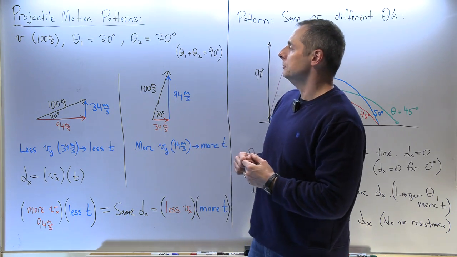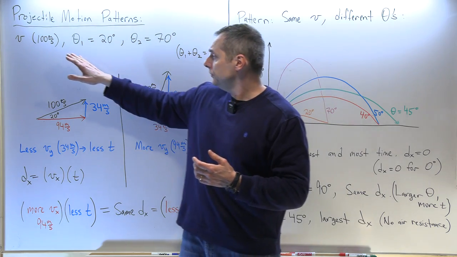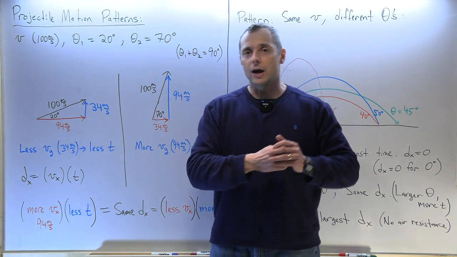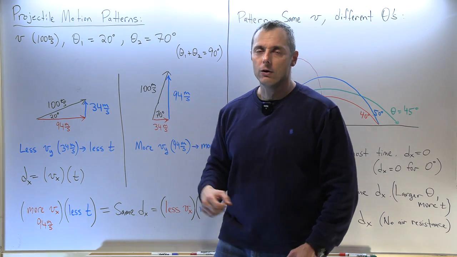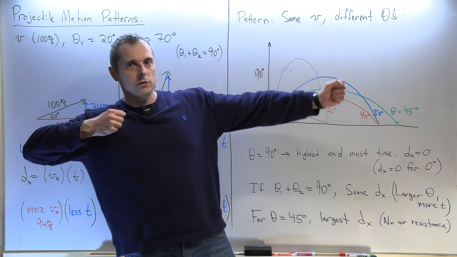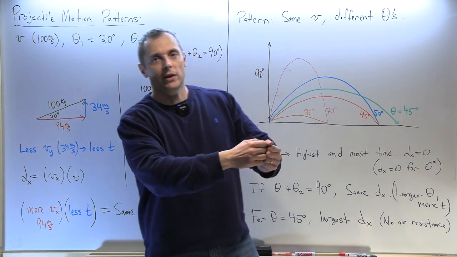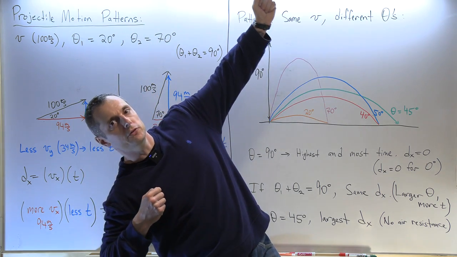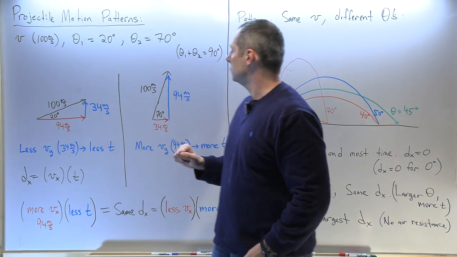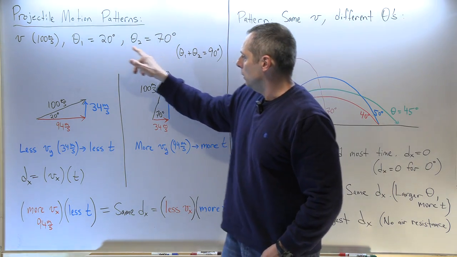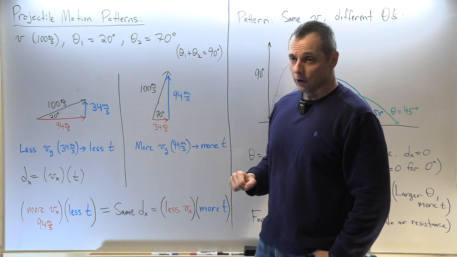So, projectile motion patterns. Suppose I've got a bow and arrow that launches the arrow at 100 meters per second every time if I pull it all the way back. I'm going to first launch that arrow at 20 degrees. So I tilt it up 20 degrees, I let it go. Then I'm going to launch it again at 70 degrees. So I pull it back and tilt up 70 degrees like this, I let it go, the arrow fires away, 100 both times. Note that the angles 20 and 70 add up to 90. That's a key feature of what we're going to be talking about here.